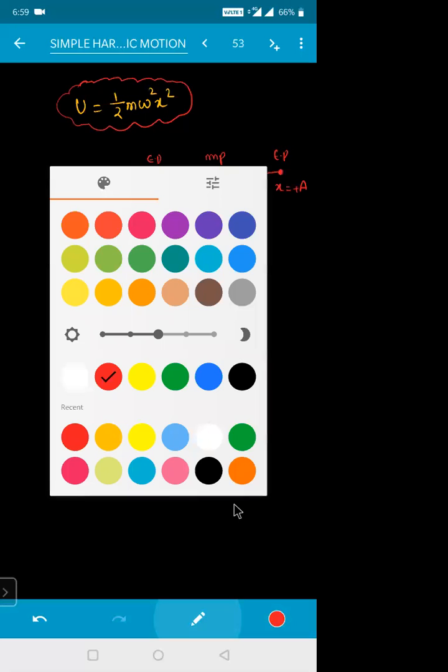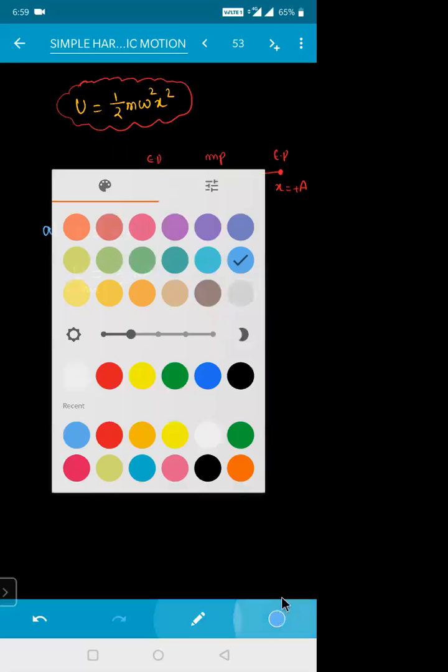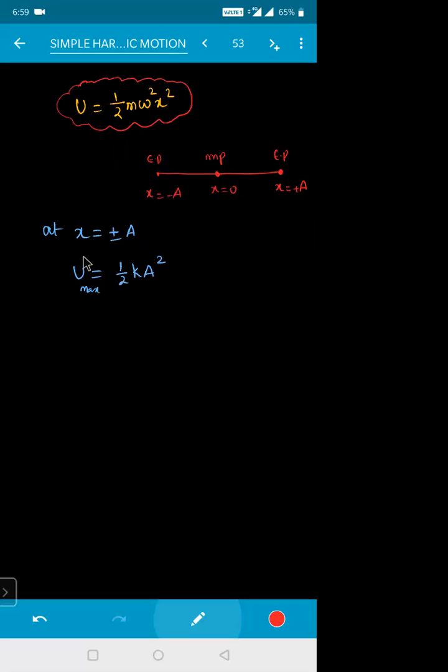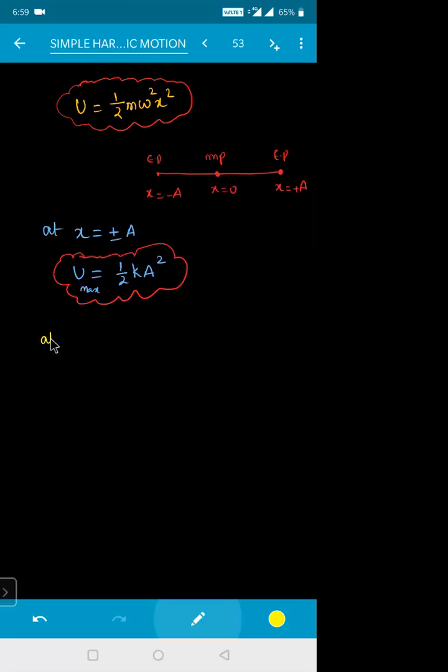Displacement can be either positive or negative. So if I write here at x equal to plus or minus a, potential energy will become U maximum, which is equal to half into k into a square. That may be positive or negative. So U max is equal to half into k into a square. Is that clear? And potential energy is minimum where? At x is equal to 0.